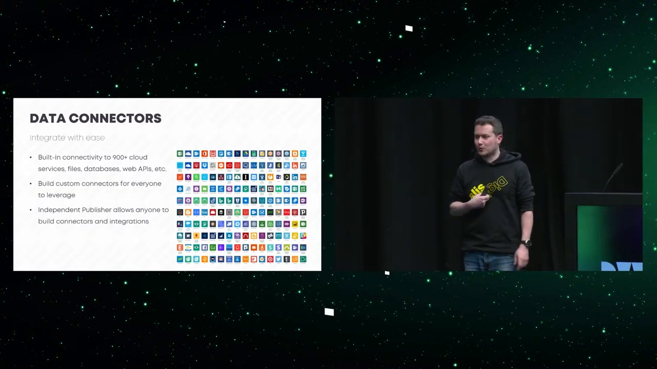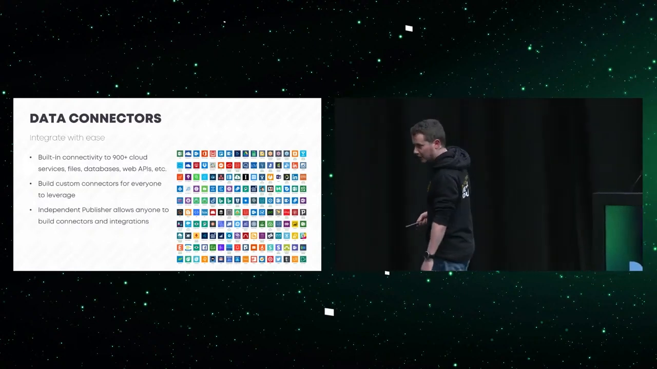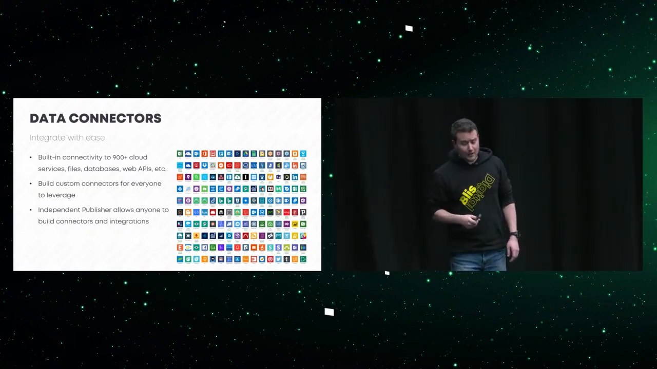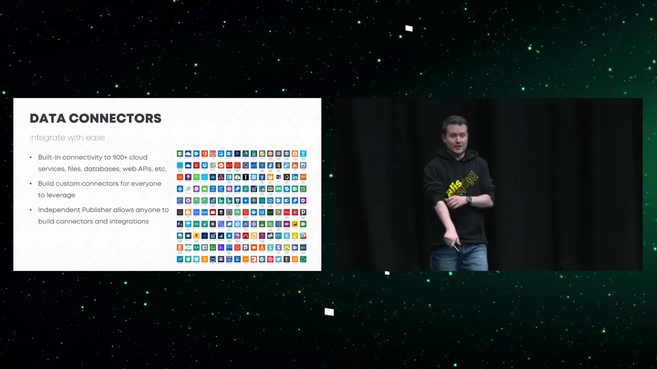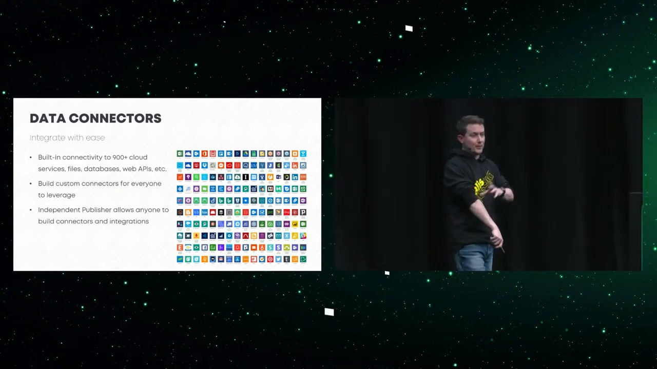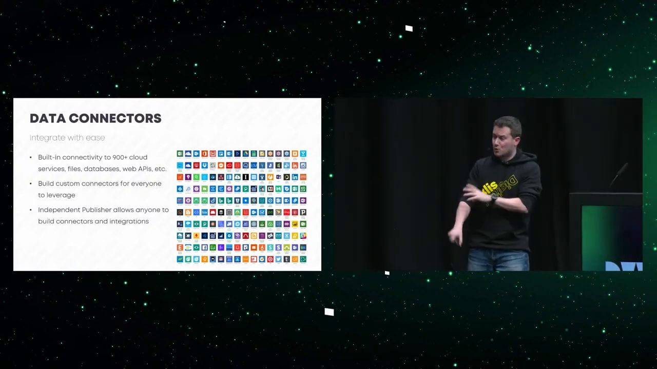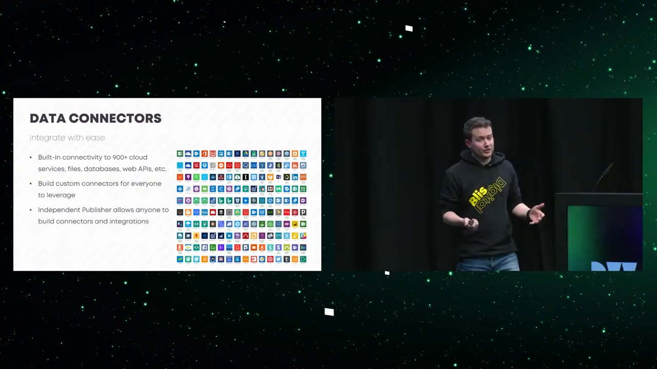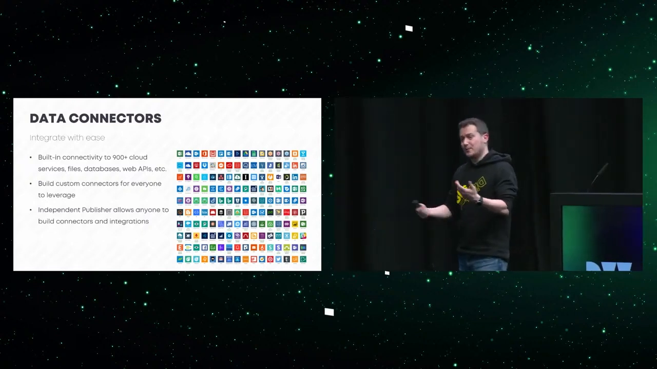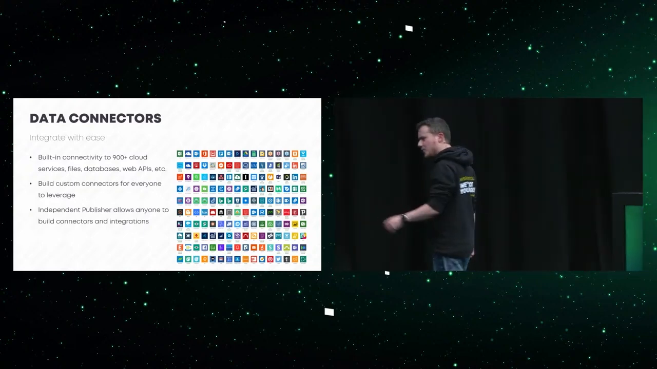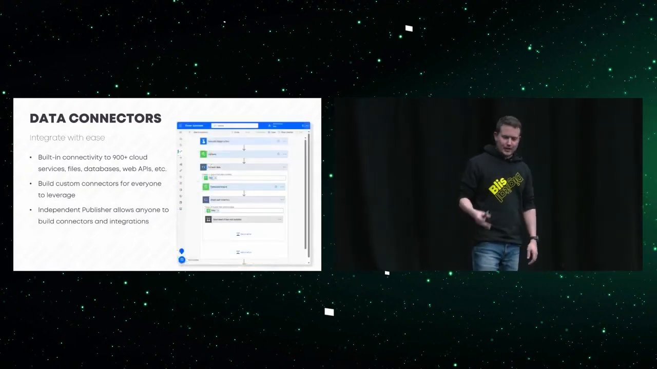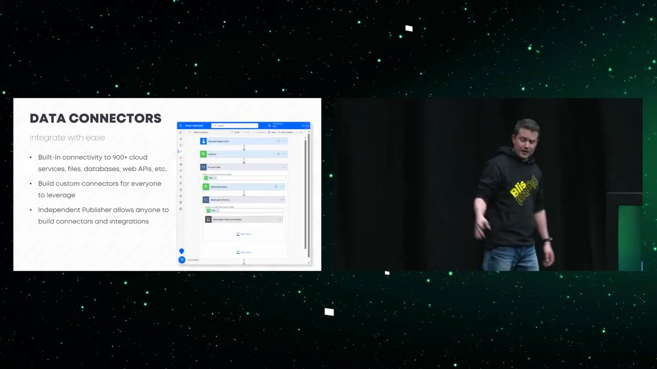You get a visual representation of your API. Out of the box, there are 900 different cloud services already available. But if you're a developer and you have an API, you can build your own custom connector. It's basically a description on top of your OpenAPI specification. And if you do that, what you will get is an overview.